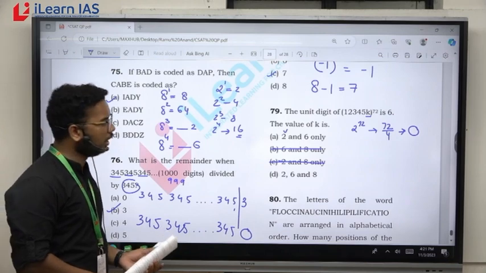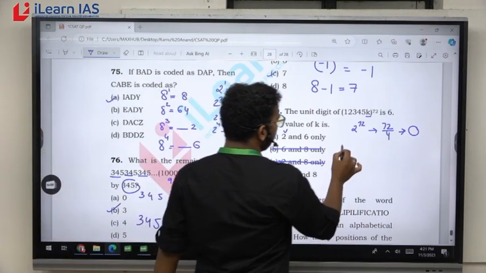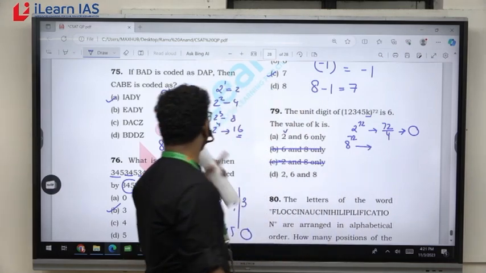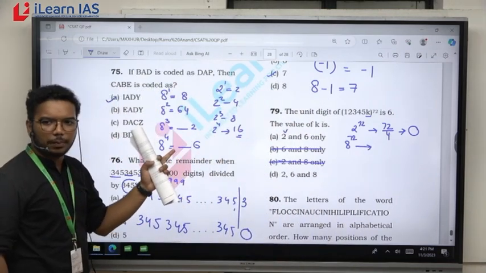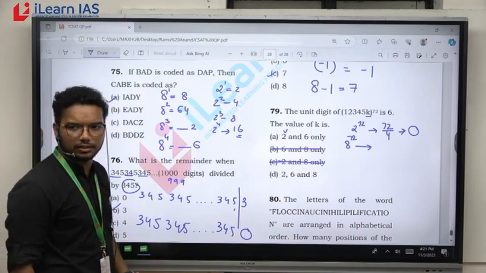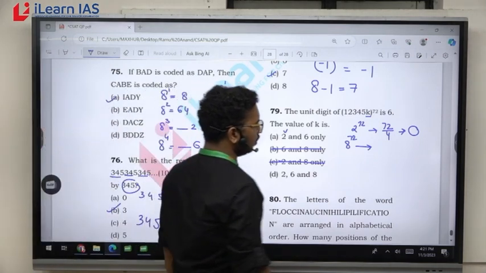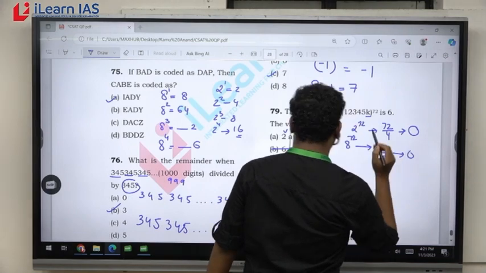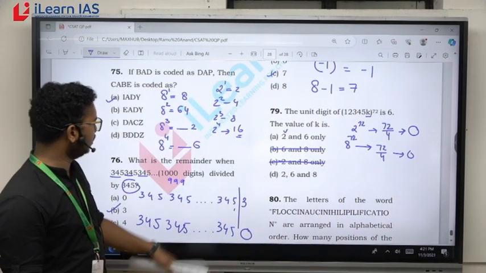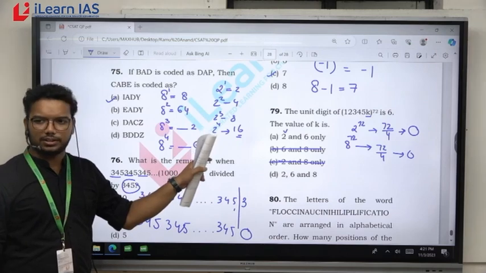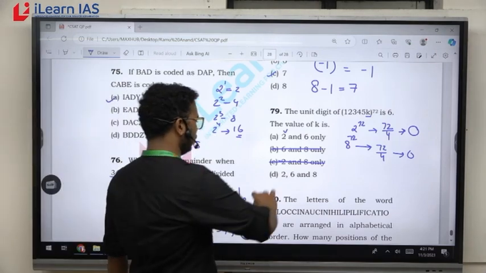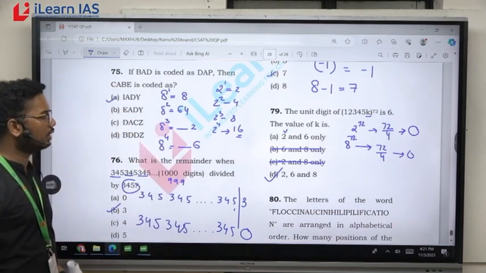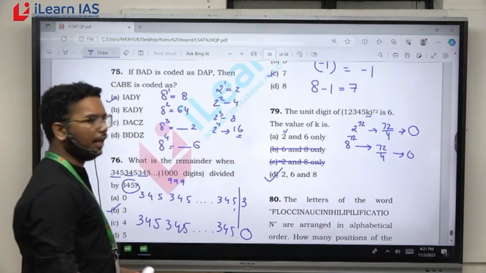Clear? Now if it is 8 raised to 72, how many numbers repeat here? It repeats in 4 digits. So 72 by 4 is remainder 0. When it is 0, what comes? It will be 6. So the answer is 2, 6 and 8.